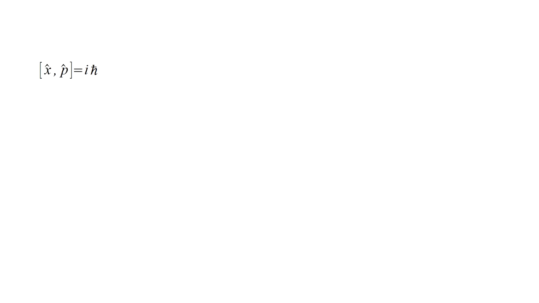The operator x hat, that is the position operator, is just multiplication by x. The momentum operator p hat is minus i h bar times the slope in x. And so we want to show that x times p hat operating on the wave function psi, minus p hat operating on x times the wave function psi, is equal to i h bar times the wave function psi.